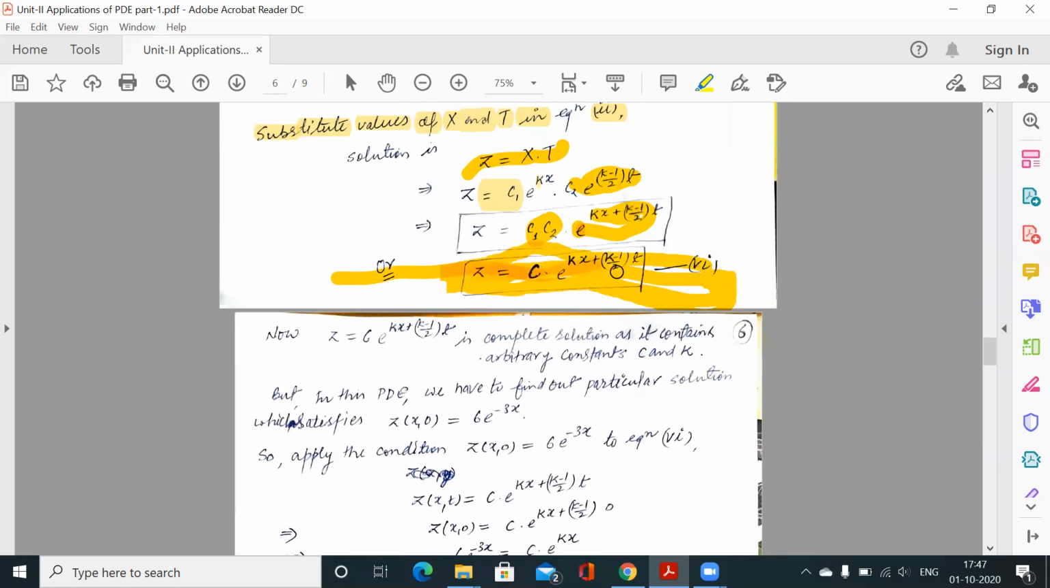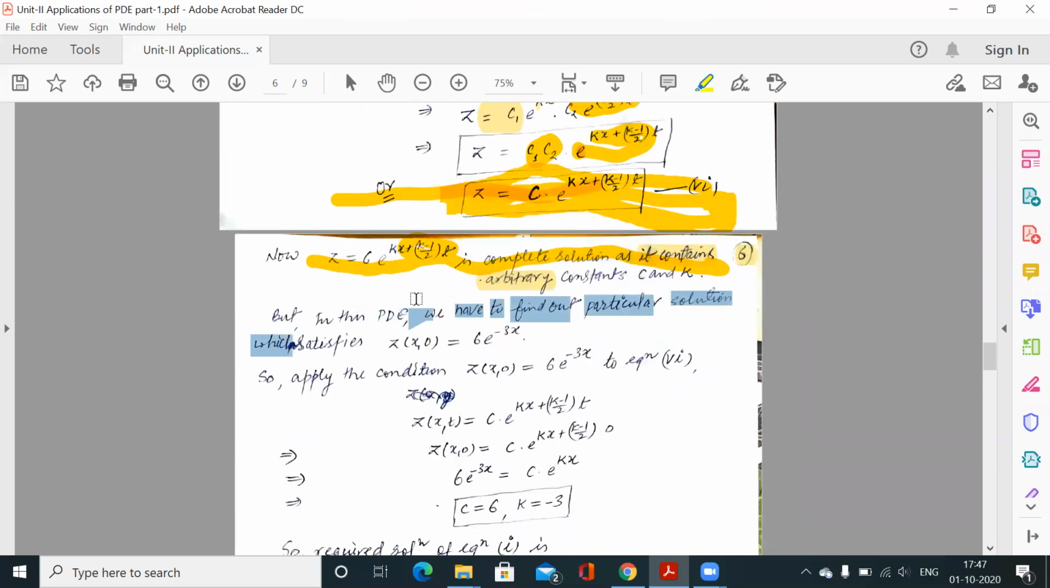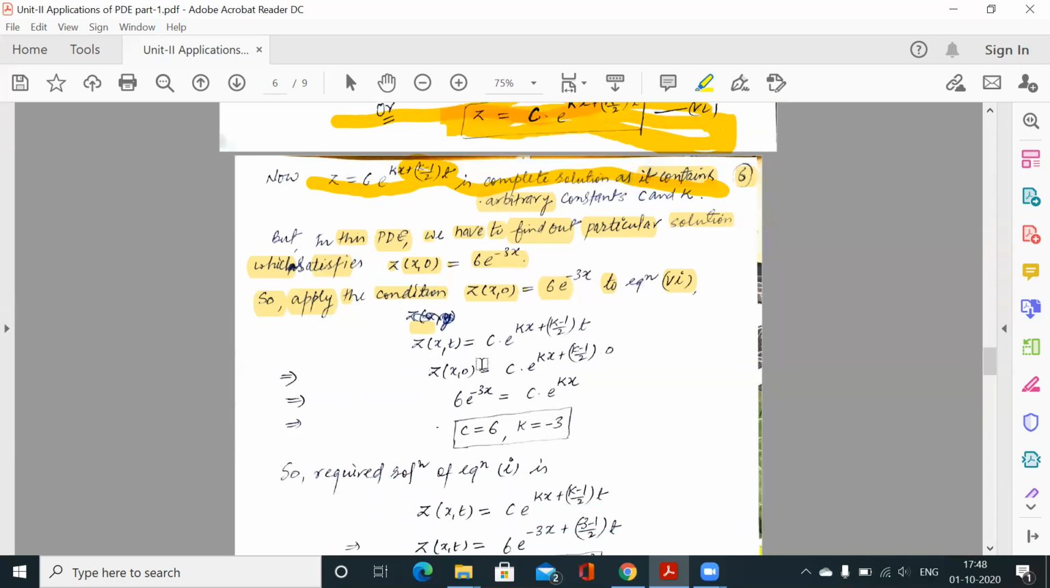But in this case we have to get the particular solution because one condition is there. So z is equal to C e to the power kx plus (k minus 1) by 2 t is the complete solution as it contains arbitrary constants c and k. But in this PDE we have to find the particular solution which satisfies this condition, z(x, 0) is equal to 6 e to the power minus 3x. So we have to apply this condition on this solution. So apply the condition z(x, 0) is equal to 6 e to the power minus 3x to equation 6, the complete solution.